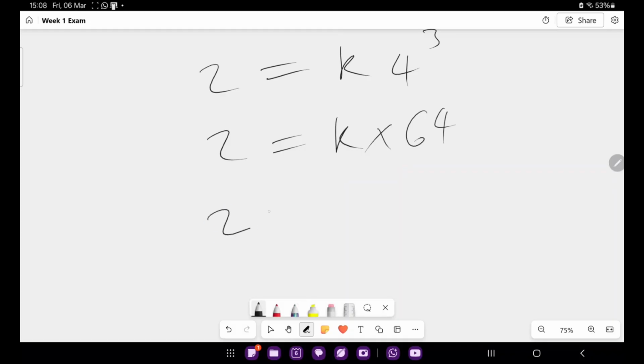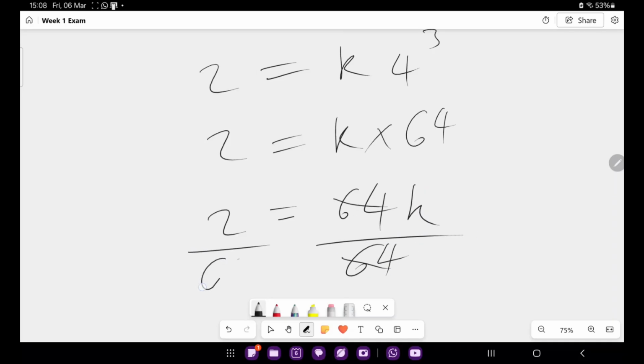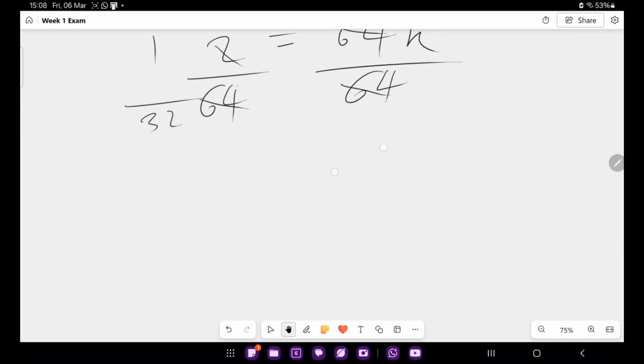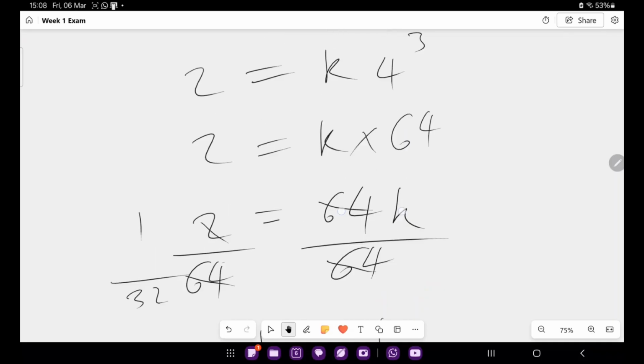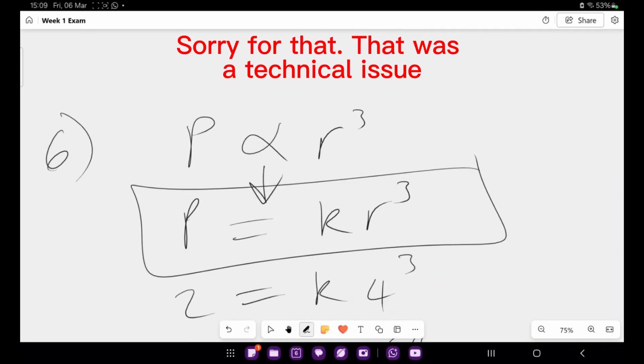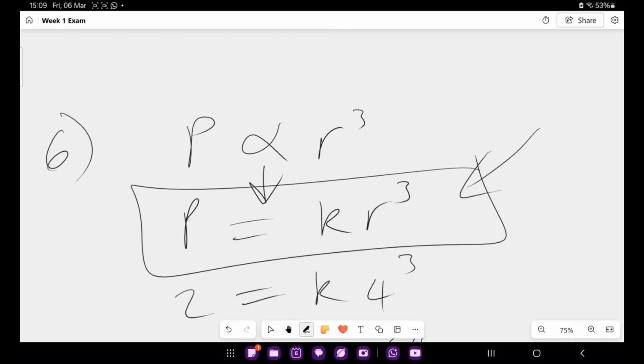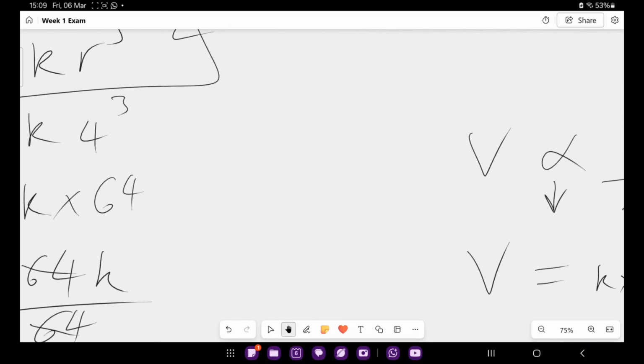So now 2 is equal to 64k. Now we have to find k. Divide both sides by 64. Then we get 1 over 32. So now k is equal to 1 over 32. And we have to replace k. So since we are now substituting k in this formula, it will look like this.